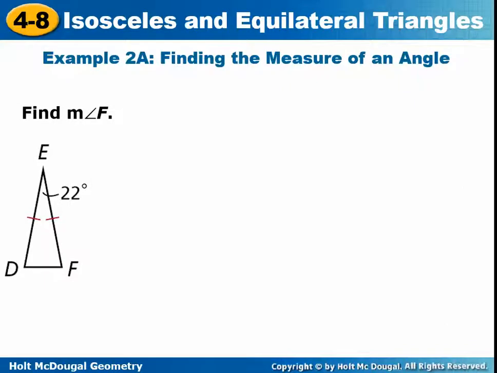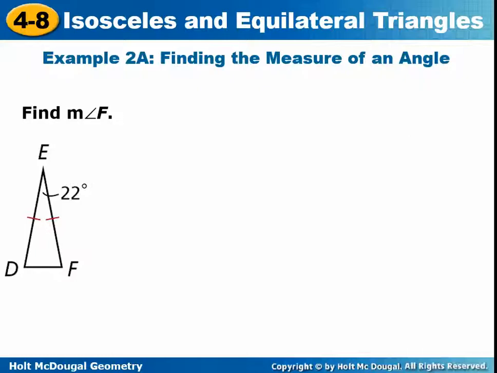All right, let's look at this example. In this one, we're just going to find the missing measure. This is more like what your problems will be on your worksheet. It says to find the measure of angle F. And all I'm given is that angle E is 22 degrees.